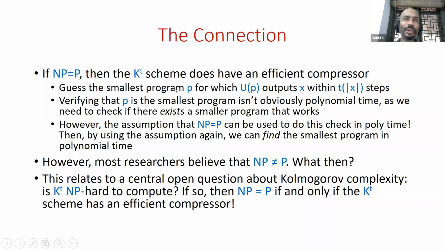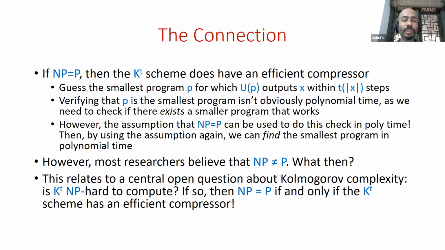But of course, many people don't believe that NP equals P. Our default belief is that NP doesn't equal P. What happens then? Is it the case that the K superscript T compression scheme doesn't have efficient compression? This relates to a central open question about Kolmogorov complexity: is K superscript T NP hard to compute?